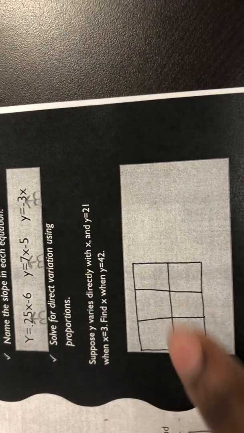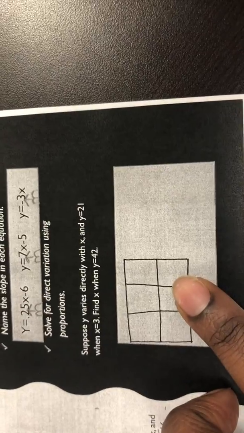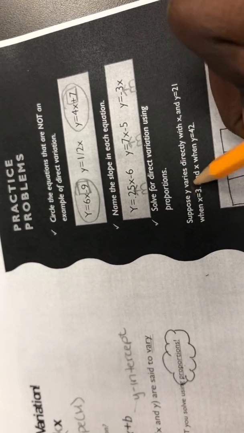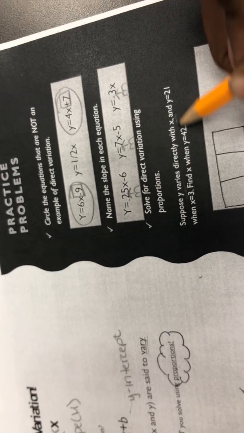All right. So then the last portion, they want you to solve this problem using the direct variation proportion, okay? So just like we did right here, do the same exact thing. So they tell you, suppose y varies directly with x, and y equals 21 when x is 3. Find x when y is 42. So we know since they mentioned y varies directly with x, and they put the y first and the x second, y's all got to go on top, x's all got to go on bottom.